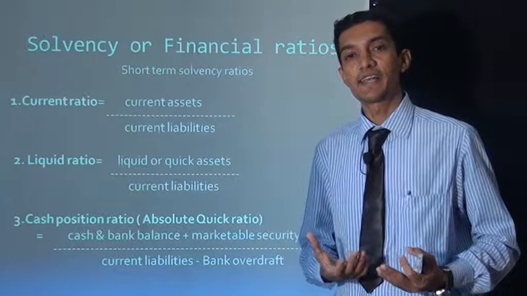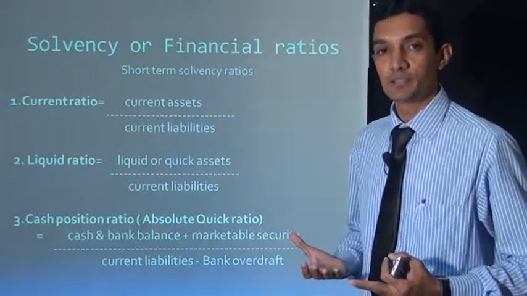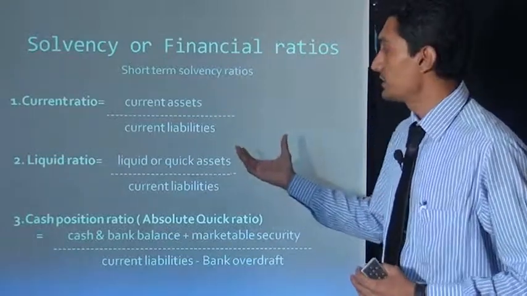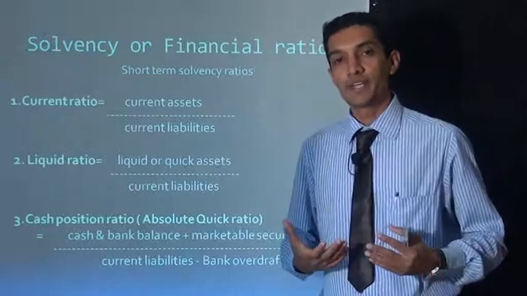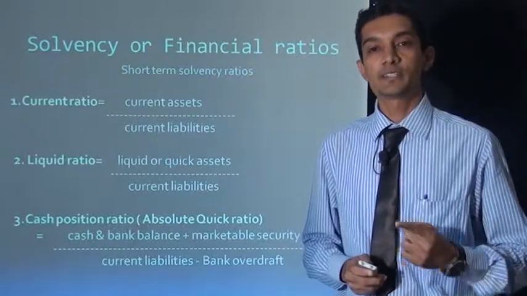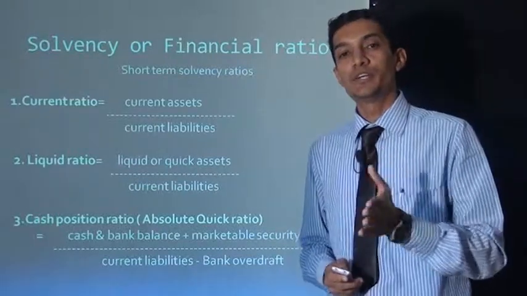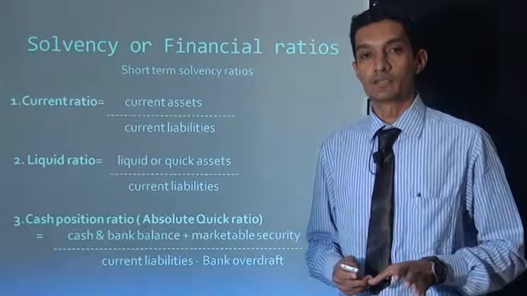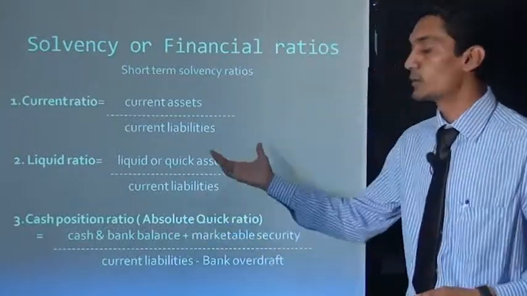Current liabilities. Current liabilities are provision for tax, short term creditors, bills payable. Bank overdraft is also a current liability. Now quick assets. What are quick assets? In quick assets, there is a 1 year period. Each and every asset that is converted into cash within 1 year is known as a quick asset. Quick assets divided by current liabilities.